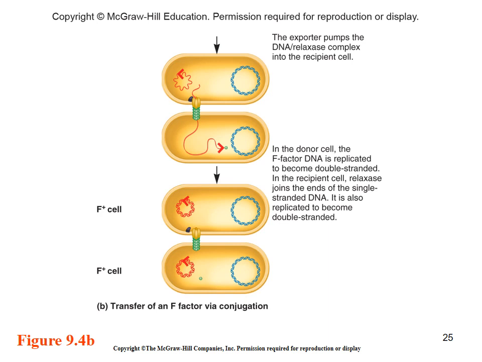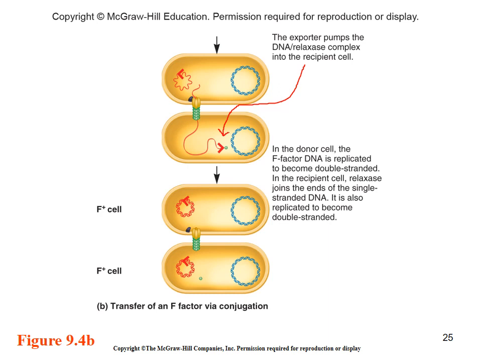Alrighty, so we see that as the exporter continues to pump the F plasmid through the conjugation bridge, the relaxase and the DNA complex starts entering into the recipient cell. Here you go. So now we're in the recipient cell.